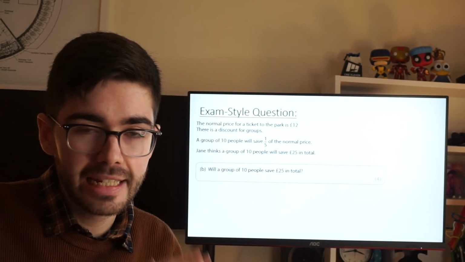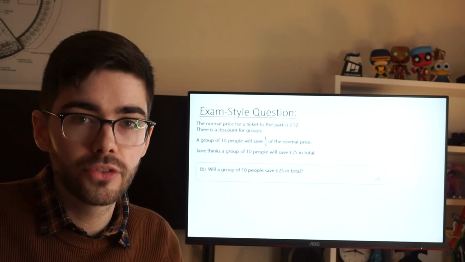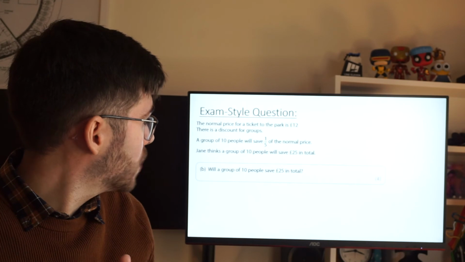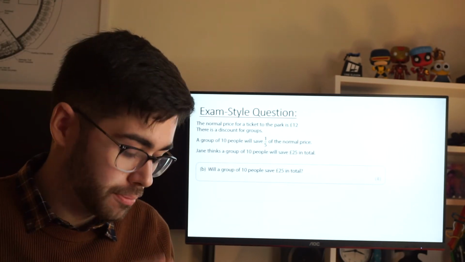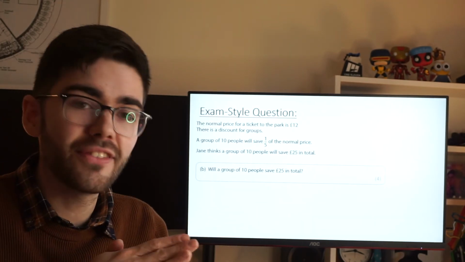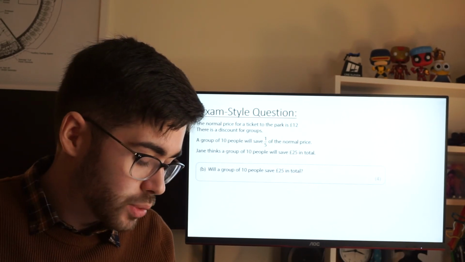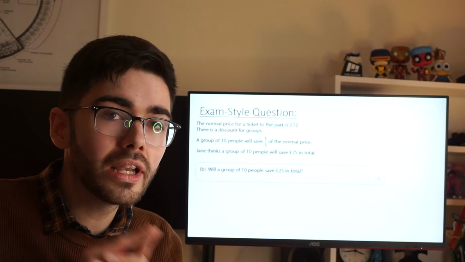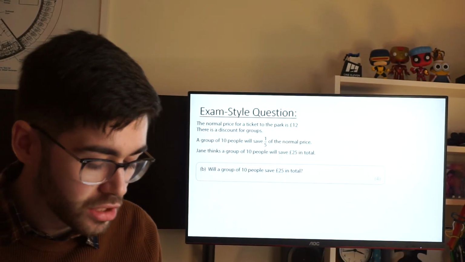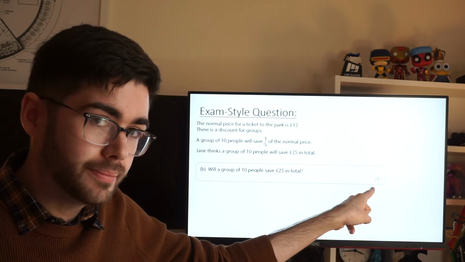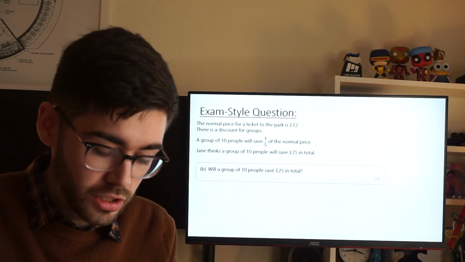Let's have a look then at an exam style question applying everything that we've thought about today. So it says here the normal price for a ticket to the park is £12. There is a discount for groups. A group of 10 people will save a fifth of the normal price. Jane thinks a group of 10 people will save £25 in total. Will a group of 10 people save £25 in total? In other words, is she correct? For 4 marks. Okay? 4 marks, so 4 parts to this question.